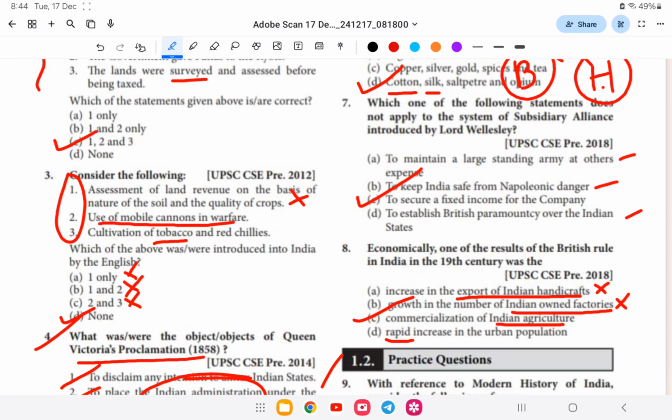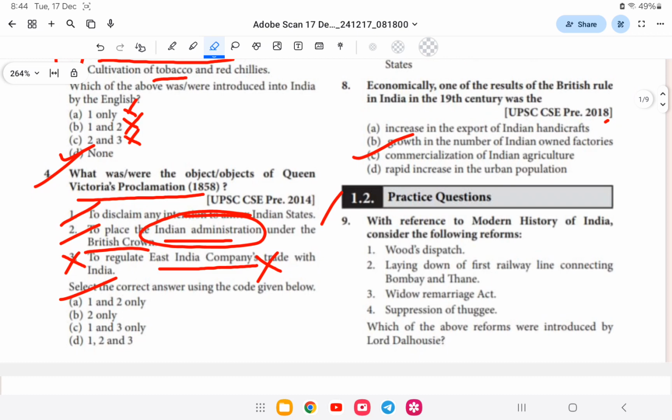Option number D, rapid increase in urban population. Urban population increased in the 1900s, not in the 1800s. So option number C is the correct answer, that is commercialization of Indian agriculture. I hope you are clear. Let us go to the next question. Question number 9.